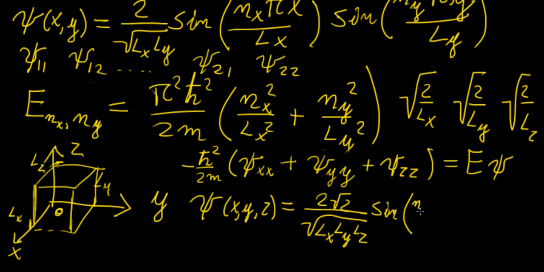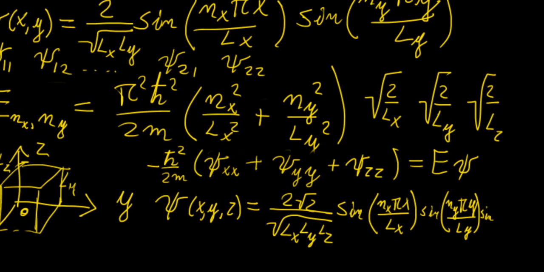So the first one, sine of nx pi x over Lx, sine of ny pi y over Ly. And finally, we're going to have sine of nz pi z over Lz. So this is going to be the solution to the particle in a three-dimensional box using the same boundary conditions that we have been using for the one-dimensional and two-dimensional case.